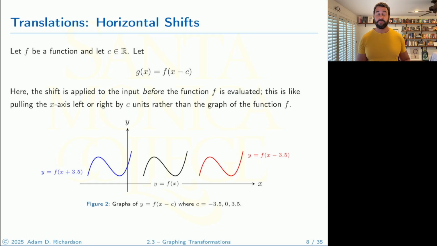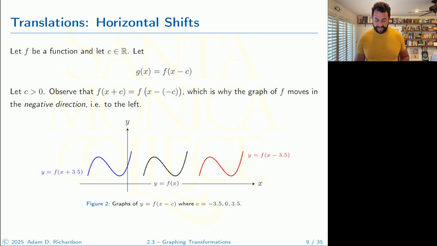And the main reason, like the basic reason, is that the shift is applied to the input before the function is evaluated. So really what this is like is this is more like pulling the x-axis itself left or right by some number of units rather than the graph itself. So it's a little bit weird, but remember the graph is occurring after you plot it. So here, by changing the inputs, it's like we're taking the x-axis itself and pulling it in one direction or the other. That's like the basic reason for why that's happening.